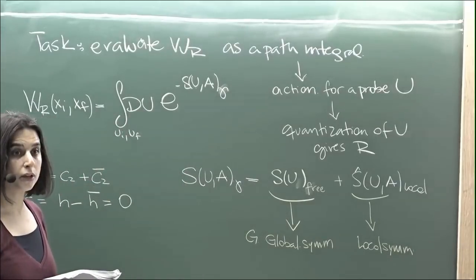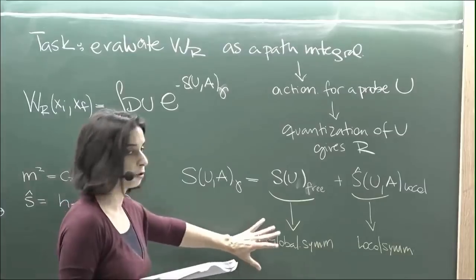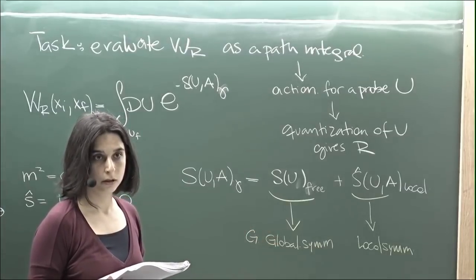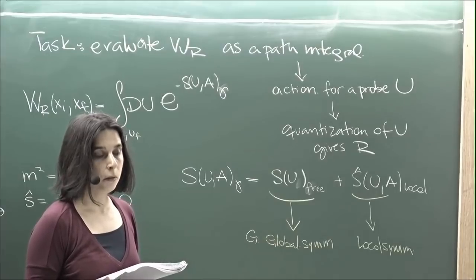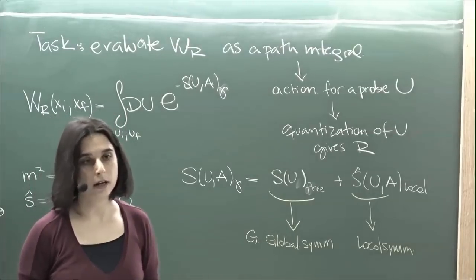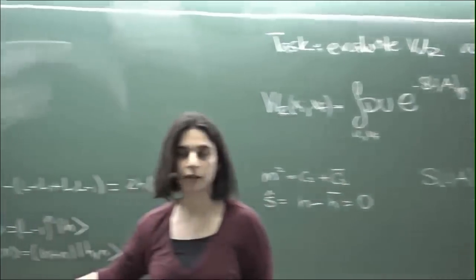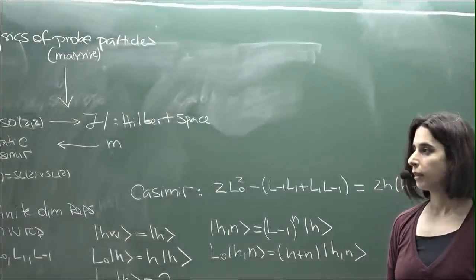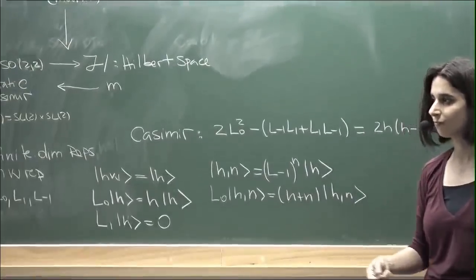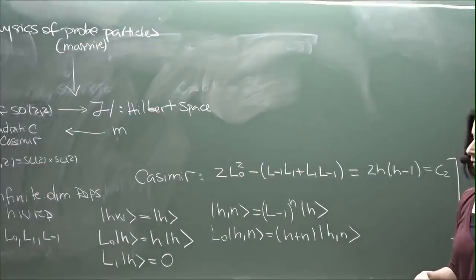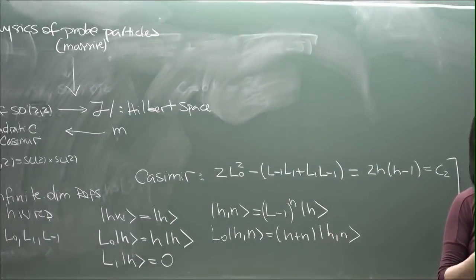U will be something that transforms under the gauge group, so we'll have a transformation. In principle, it will be an infinite matrix. I don't have to specify the representation; I just have to specify the action of the group on U.